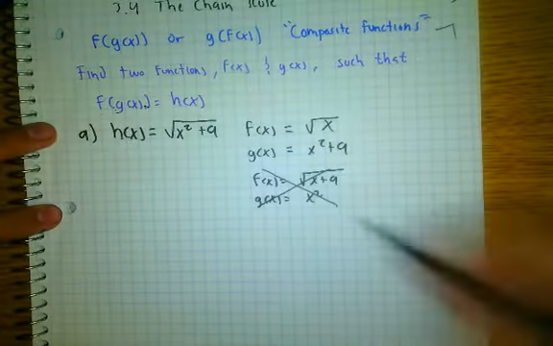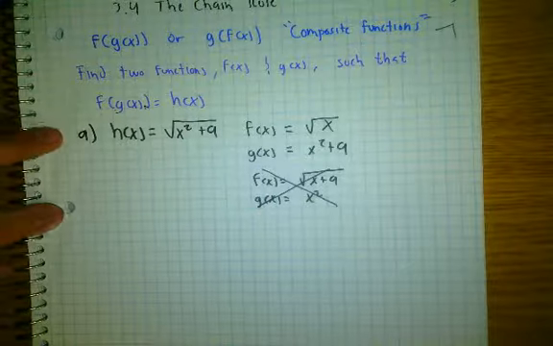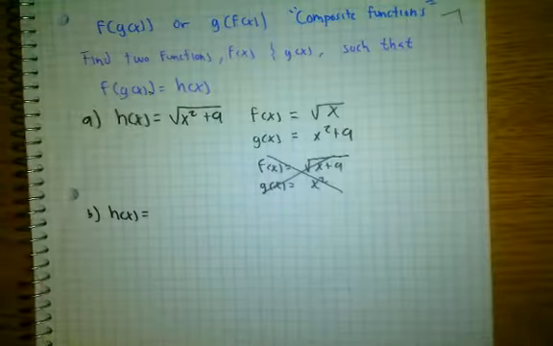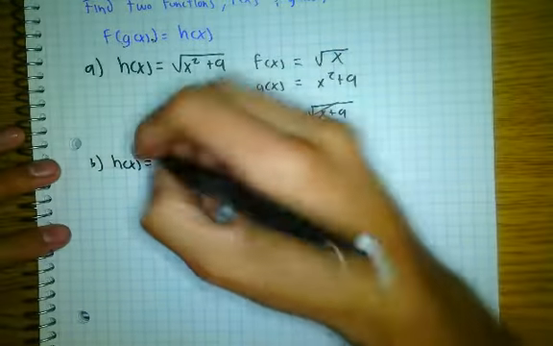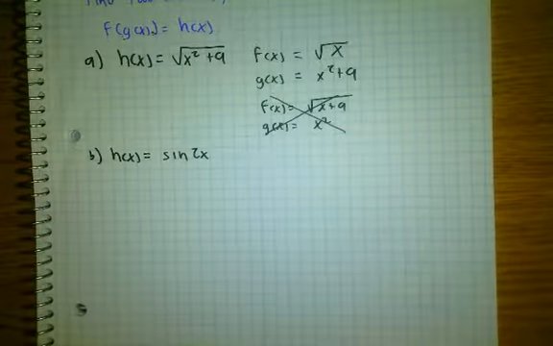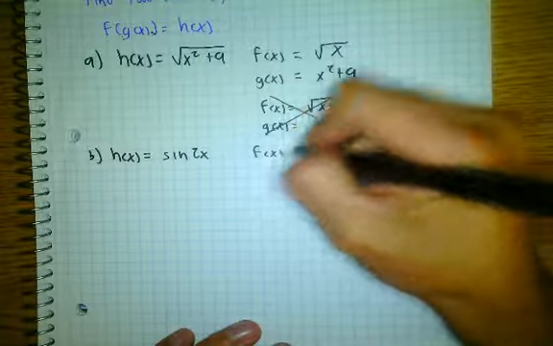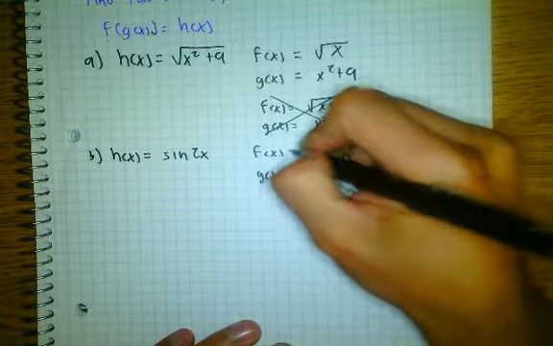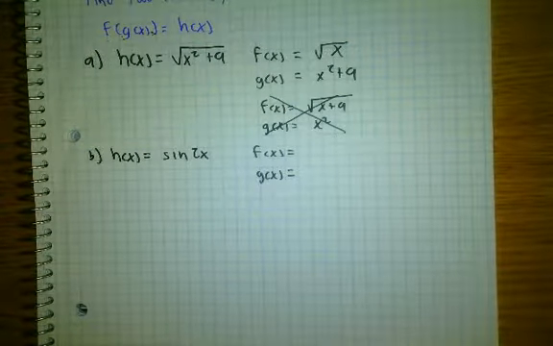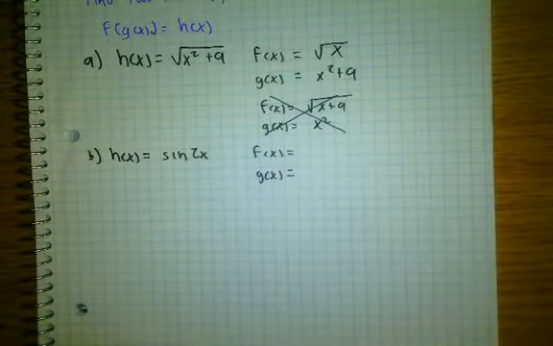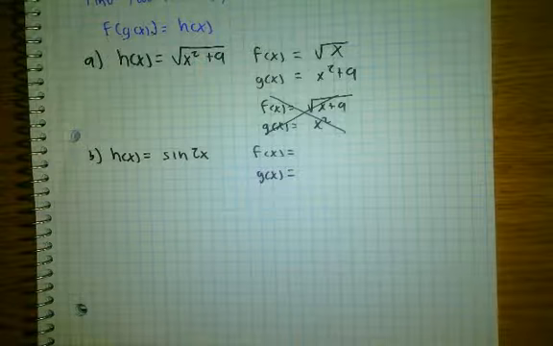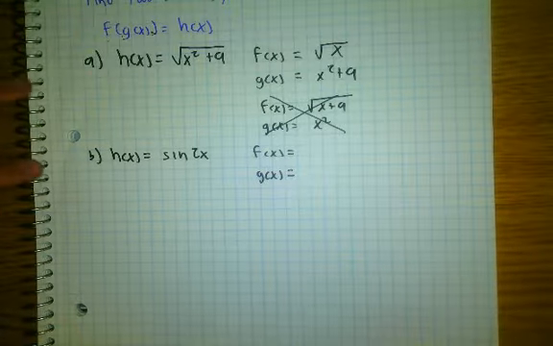Alright, so B. Let's see if we all can get the same thing. So, h of x is equal to sine of 2x. I need an f of x, and I need a g of x. So try it on your own, and then we'll go over it together. So think about it. g of x is what would be inside of a function. Cool? Alright, what do you think, Zach? What do you think g of x would be? I know g of x is 2x. Sweet. And Josh, if g of x is 2x, then what would f of x be?